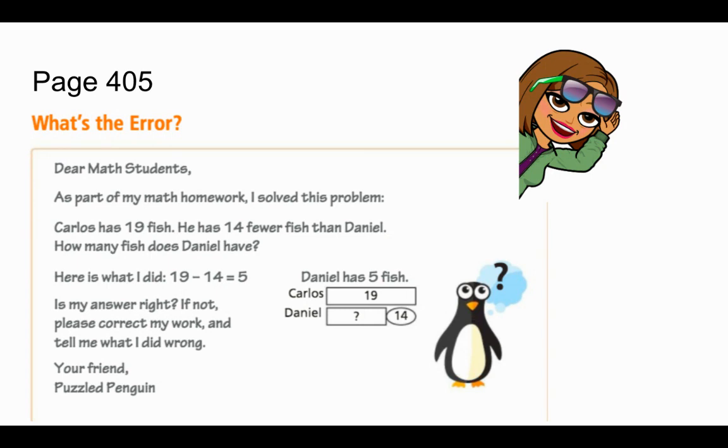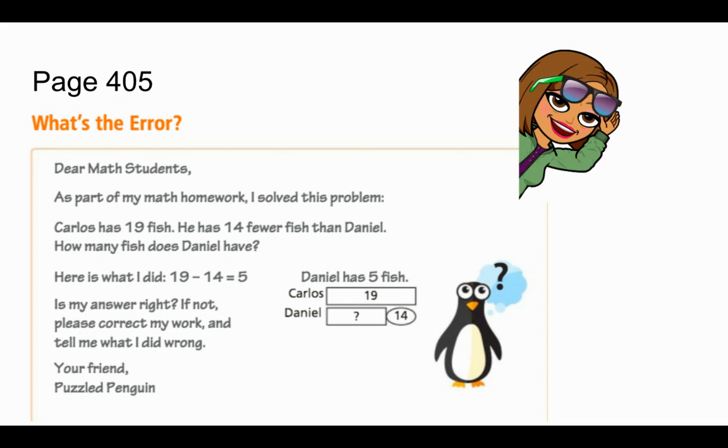What's the error? Dear math students, Puzzle Penguin, as part of my math homework, I solved this problem. Carlos has 19 fish. He has 14 fewer fish than Daniel. How many fish does Daniel have? Here's what I did. 19 minus 14 equals 5. Daniel has 5 fish. Is my answer correct? If not, please correct my work and tell me what I did wrong.